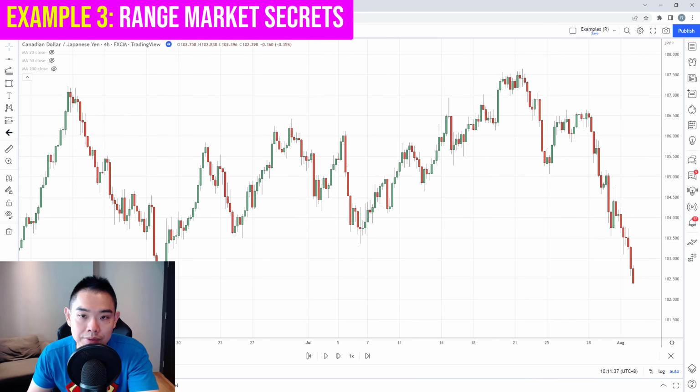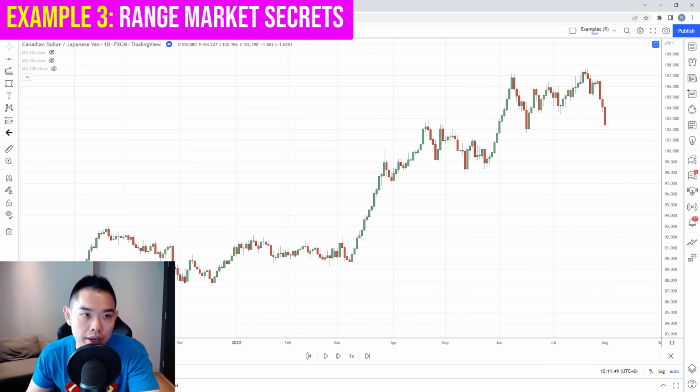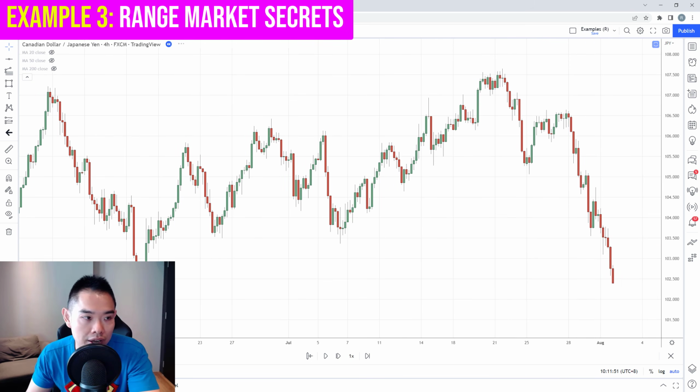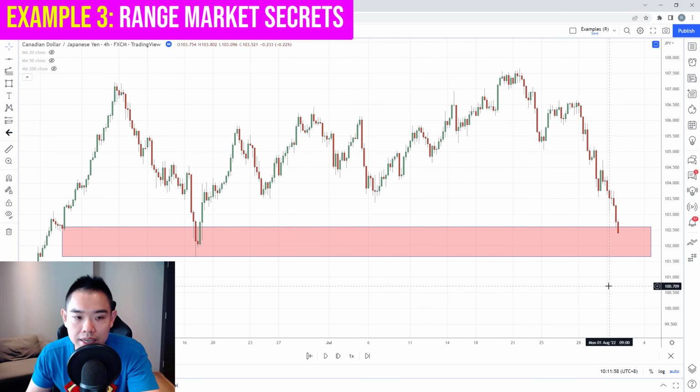As you can see, this is the 4-hour time frame. Let's go up to the daily time frame and see what this market is doing. On the daily time frame, you can see that this market is actually in an uptrend. So if you know the market is in an uptrend, then guess what? You want to look for buying opportunities at support. So you can go back to your 4-hour time frame, and you have identified that this over here is a range. You can then look for buying opportunities at this area of support.